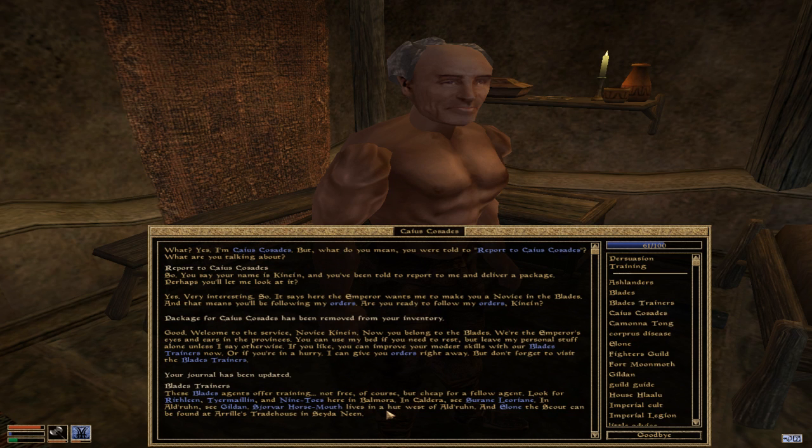Blades agents offer training. Not free, of course, but cheap for a fellow agent. Look for Rizlan, Thierry Malin, and Nine Tones here in Balmora. In Saldera, see Suren Leorain. In Aldrun, Sigildans. Chovar Horsemouth lives in a hut west of Aldrun, and Ellen the scout can be found at Ariel's trade house inside an inn.